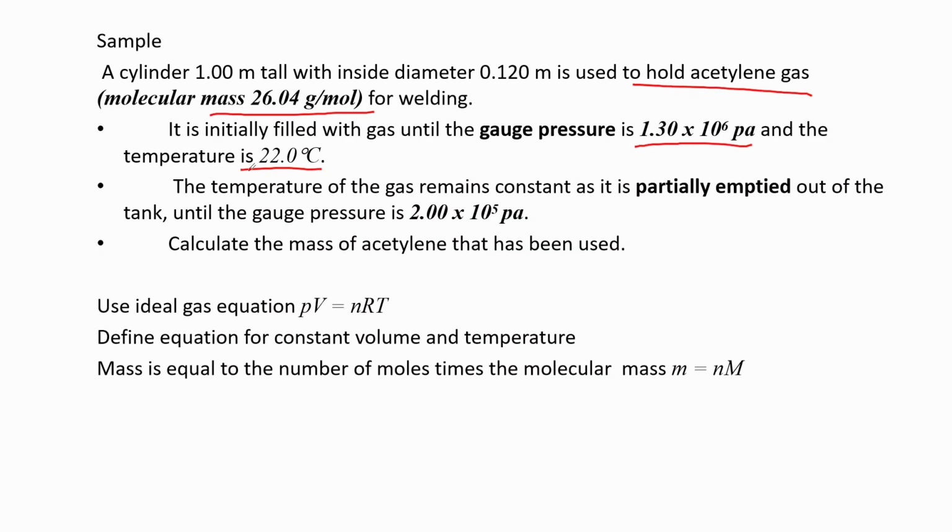The temperature of the gas remains constant as it is partially emptied out of the tank, until the gauge pressure is 2 times 10 to the power of 5 pascals. Calculate the mass of acetylene that has been used.